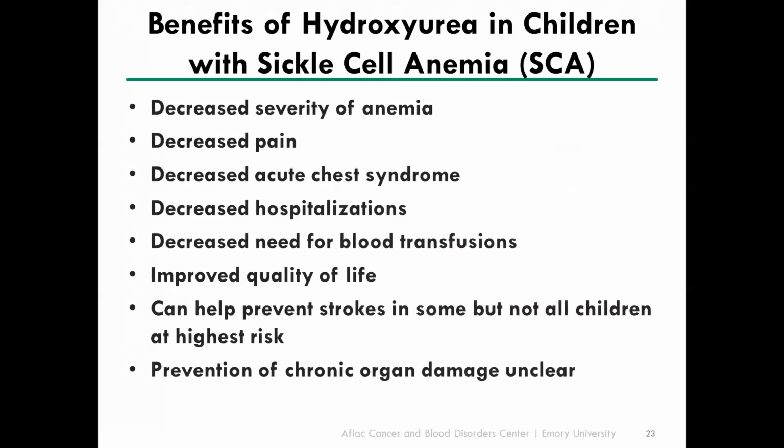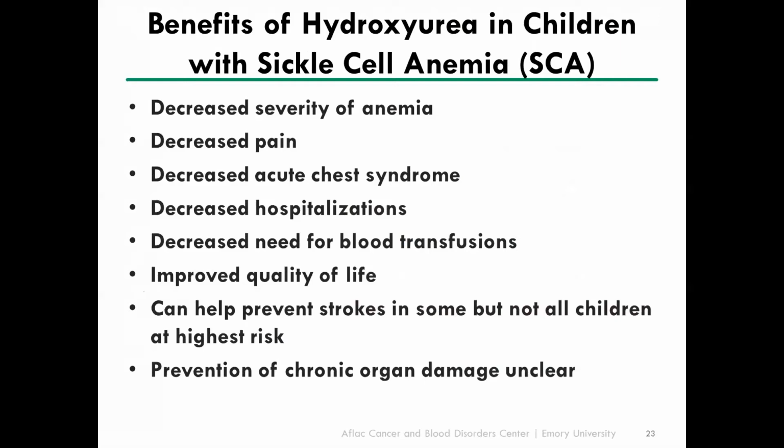So to summarize, the benefits of hydroxyurea in children are very similar to those that have been shown for a longer period of time in adults. There's decreased severity of anemia, decreased number of pain episodes, decreased number of acute chest syndrome episodes, decreased number of hospitalizations, decreased need for blood transfusions, improved quality of life, and hydroxyurea can help prevent strokes in some, but not all, children who are at the highest risk of stroke.